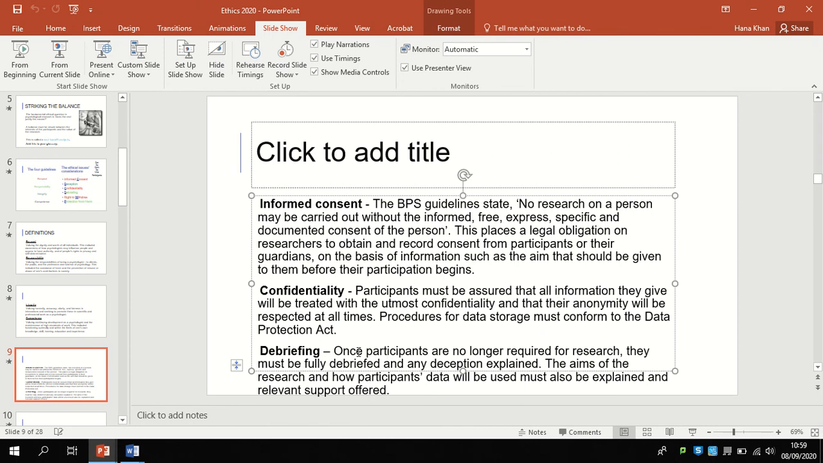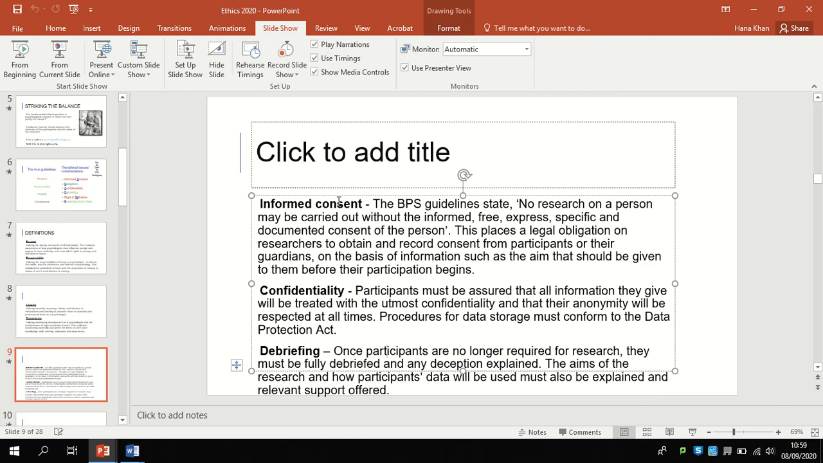Debriefing is basically once the participants are no longer required for research, they must be fully debriefed and told about any deception as well. So any way that they were lied to or deceived in the study needs to be explained. The aims of the research and how participants' data will be used must also be explained and relevant support offered. So a debrief usually happens if you haven't given informed consent before the study.